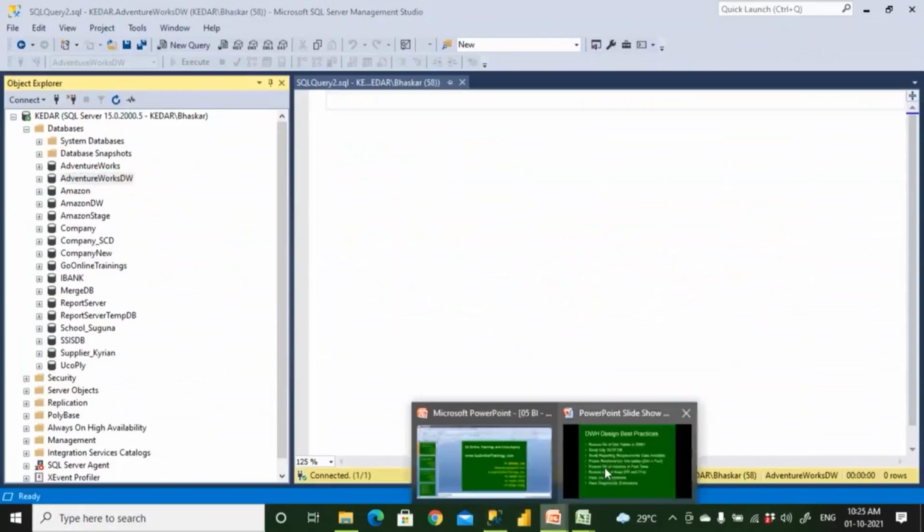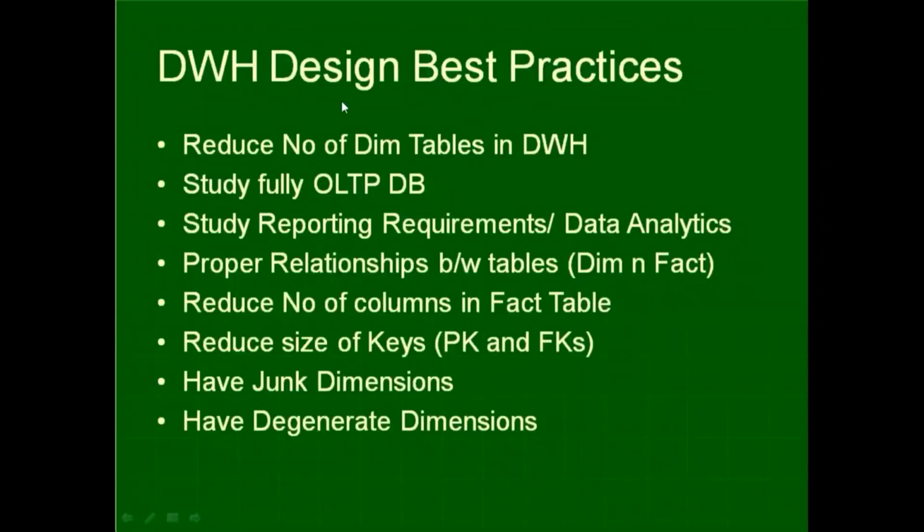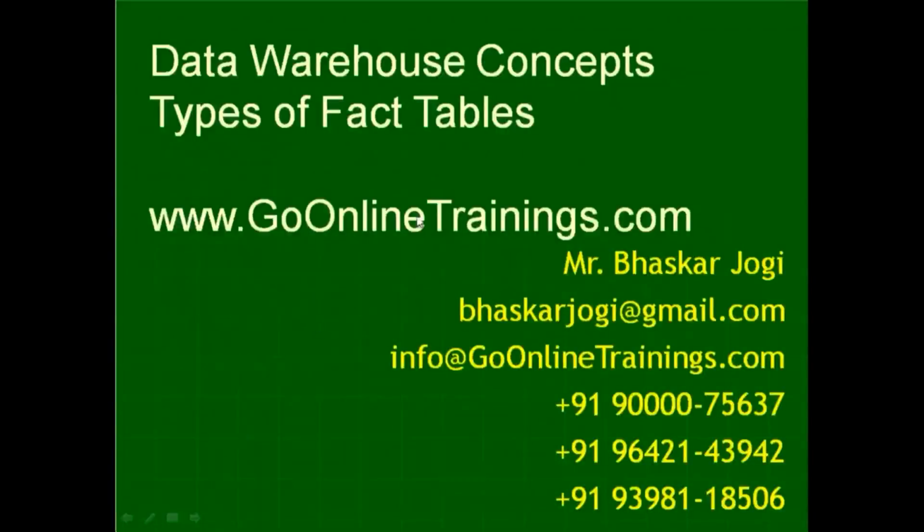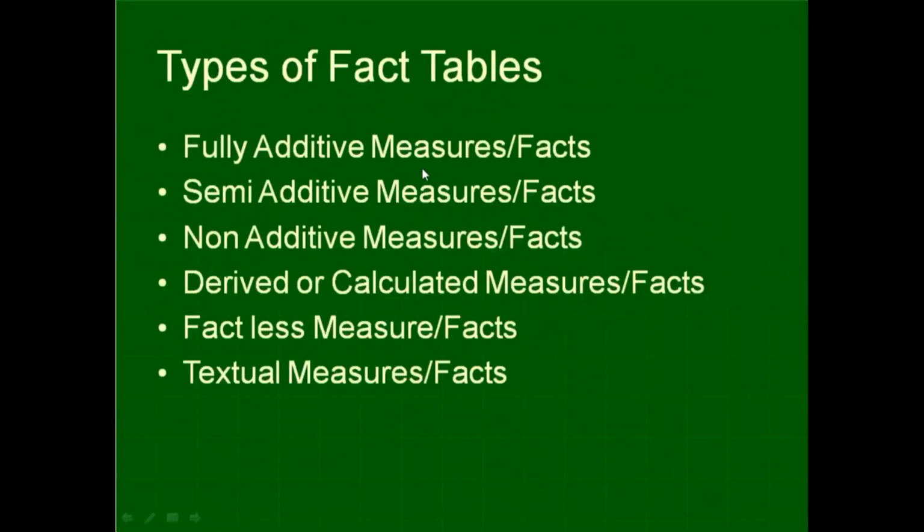Okay. So the data warehousing design best principles are to reduce the number of dimension tables, study fully OLTP, and so on. All these things we discussed so far. Now, the next one is types of fact tables. We have fully additive, semi-additive, non-additive, derived or calculated measures, the factless fact table, and textual measures. So these are the things.